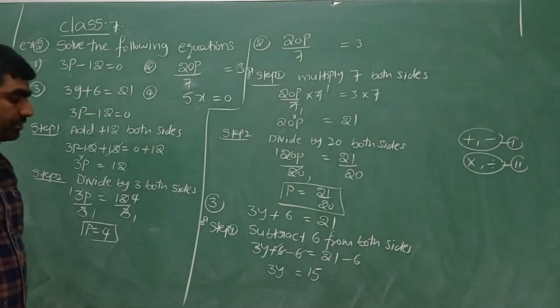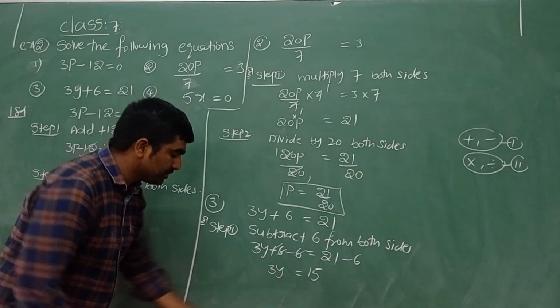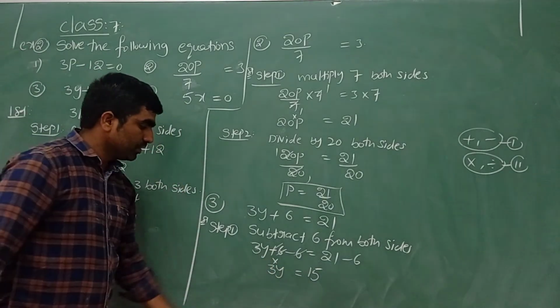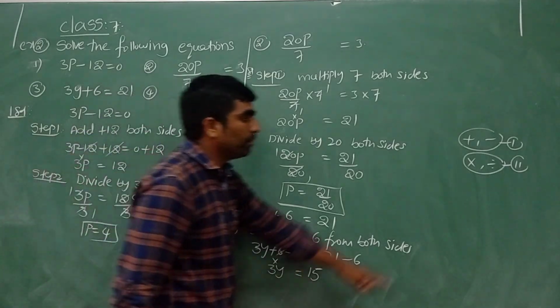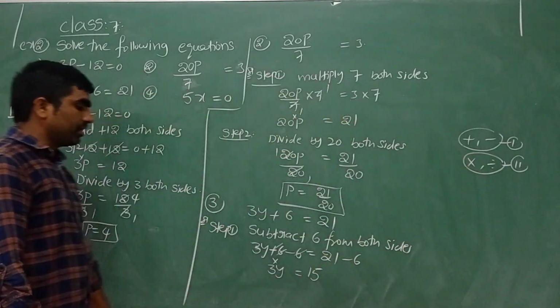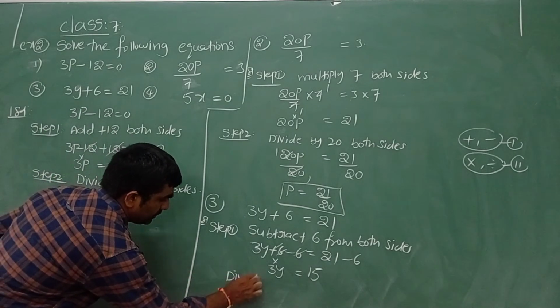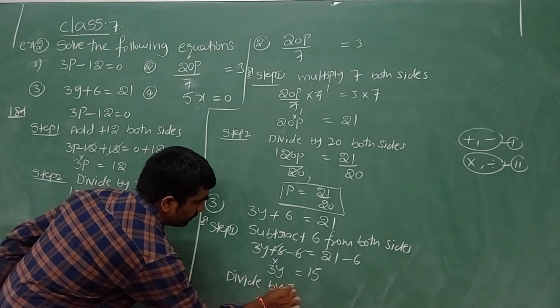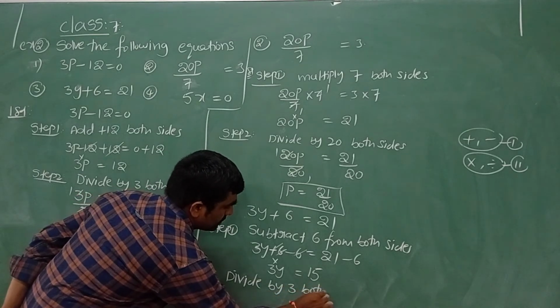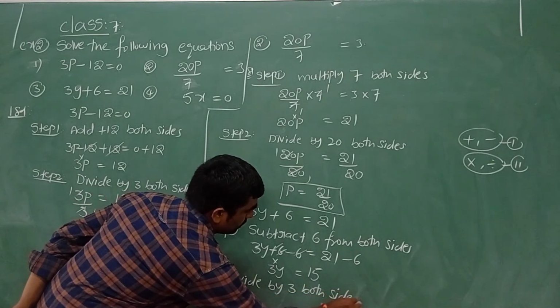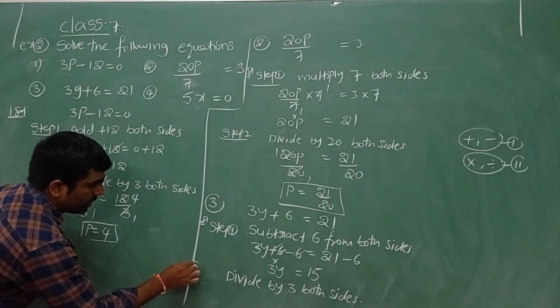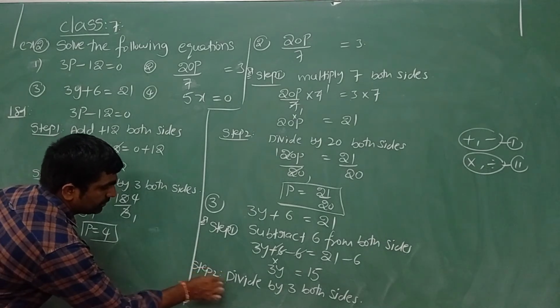Now tell me step 2. Still, how can I make y separate? We still have into 3. So how can I remove this into 3? By dividing the same number. Let me write here: divide by 3 on both the sides. Now both the sides you can divide by 3. So this will make it step 2.